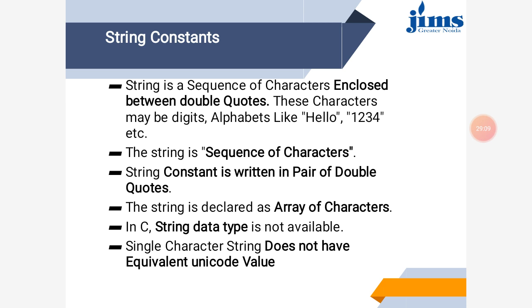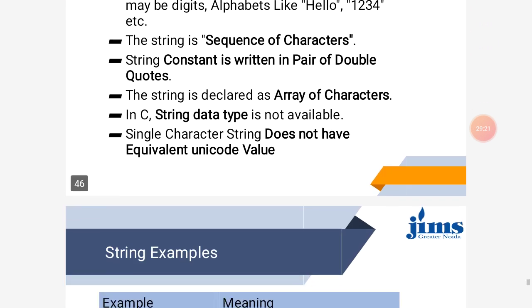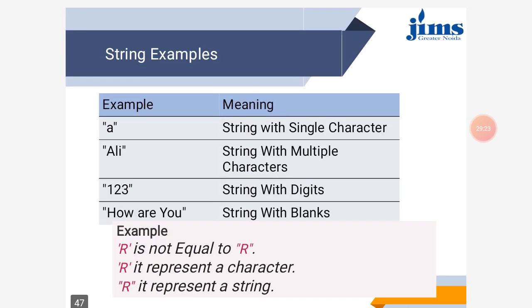String constants you can mention with double quotes, and actually it's a collection of different characters. So these are some examples of strings. Single quote R is not equal to double quotes R. Why? Because single quote R is a character and double quotes R is a string.